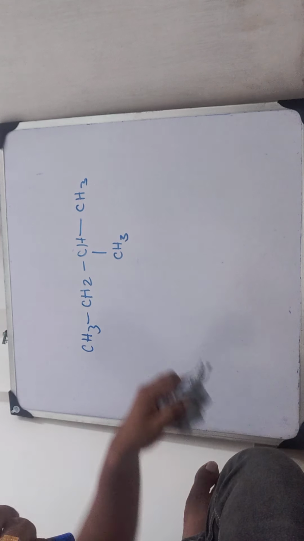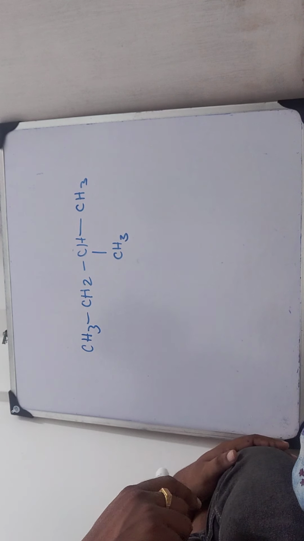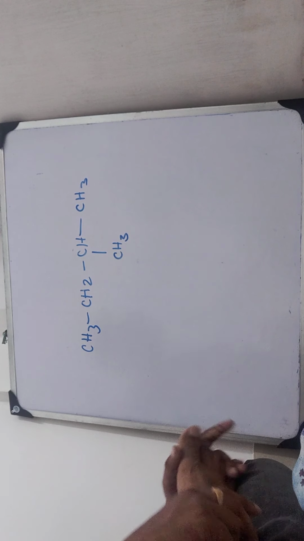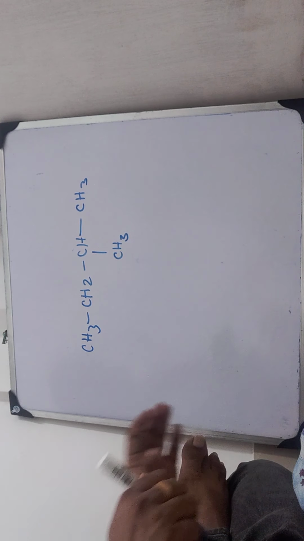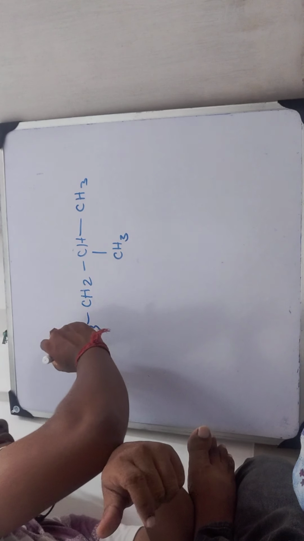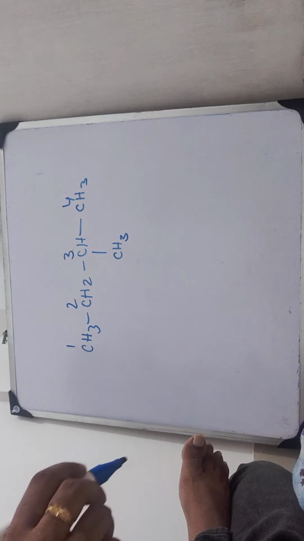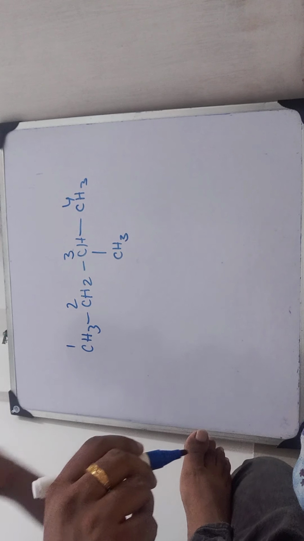Longest chain means every number should be connected to the next carbon. Otherwise it won't be called the longest chain. So we will have to give the numbers. We will have to take this one as the longest chain, 1, 2, 3, 4.